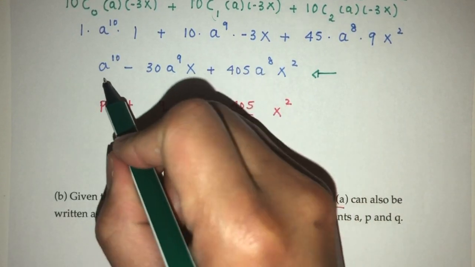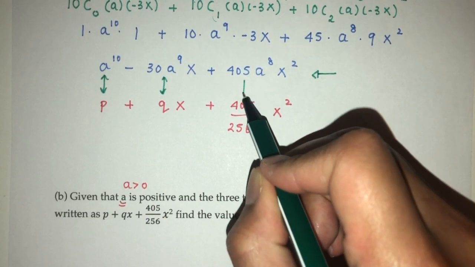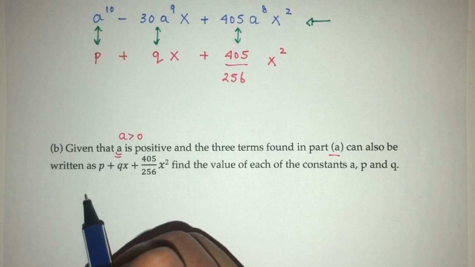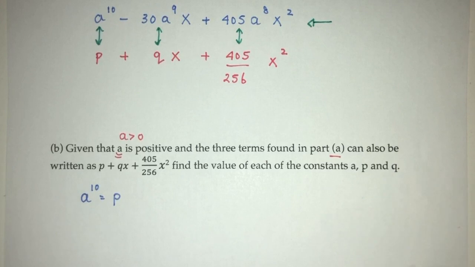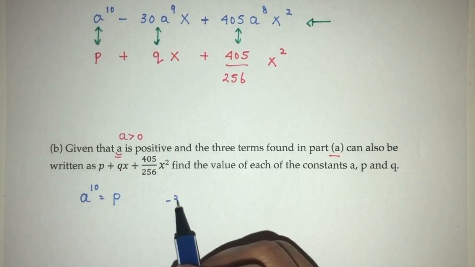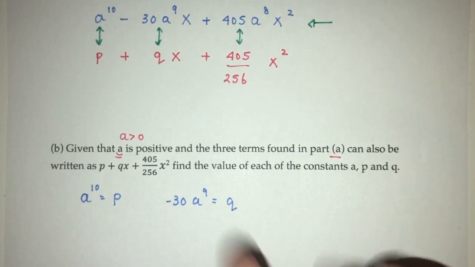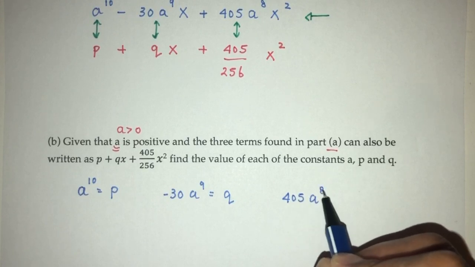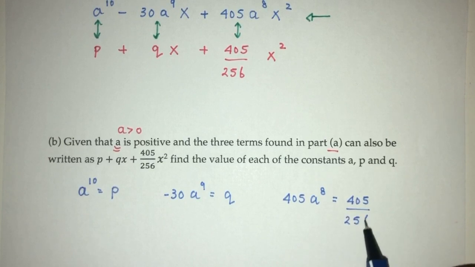So it means that if you were to compare terms, you have to get the same values, right? By doing this, we can form a few equations. The first one is that a power 10 has to be the value of P. That's my first equation. And for this one, minus 30 a power 9 has to be the value of Q. And for this one, 405 a power 8 has to be the value of 405 over 256. That is my third equation.